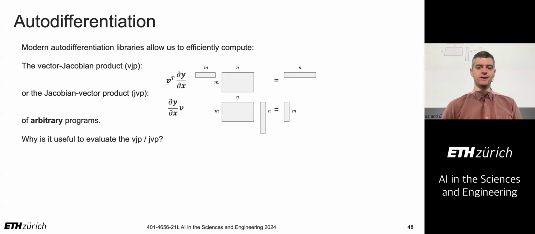So here's my question. Why is it useful to evaluate the vector Jacobian product or the Jacobian vector product? Can you think of a use case? Why did we design Autodiff libraries to give us these quantities? Okay, backprop. Can you be more precise? What is it about backprop? Yeah. So how does that relate to a vector Jacobian product or a Jacobian vector product?